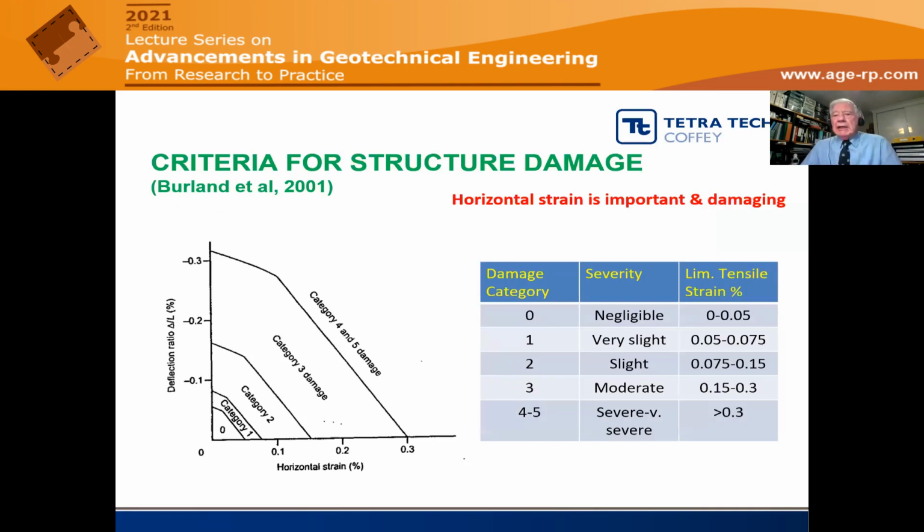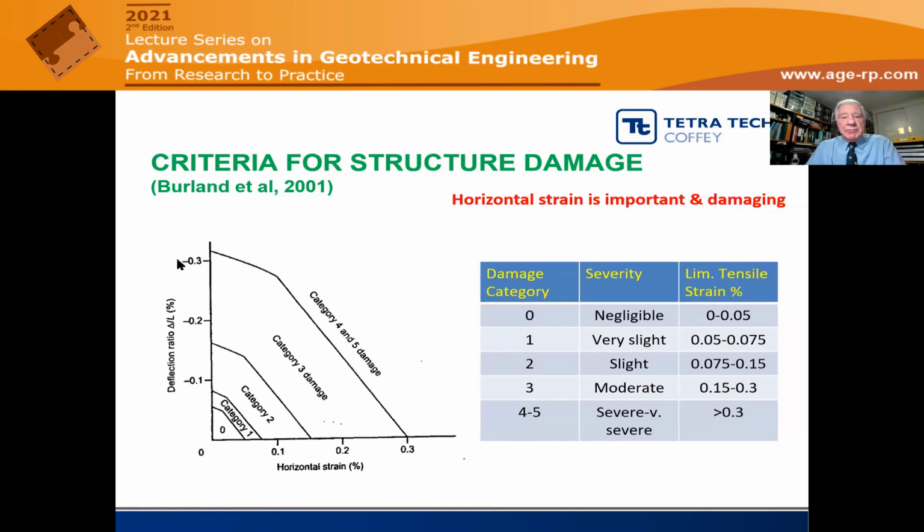One important recognition, I think, over the past couple of decades is that not only is the angular distortion itself important in terms of the vertical movements, but if we have horizontal strain, then the presence of horizontal strain can make the potential for damage worse.